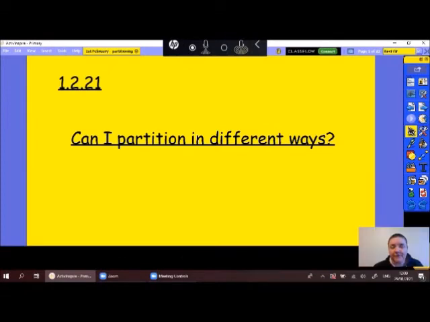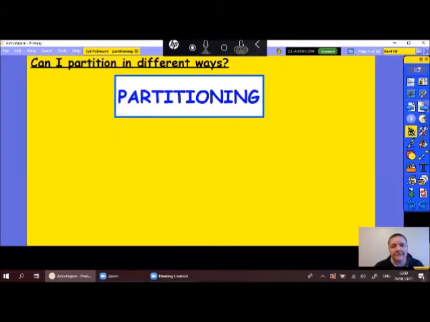Today, in preparation for our work throughout the rest of the week, we're going to look closely at partitioning. But what is partitioning useful for? Where have we used it before? Pause the video, have a think about it.